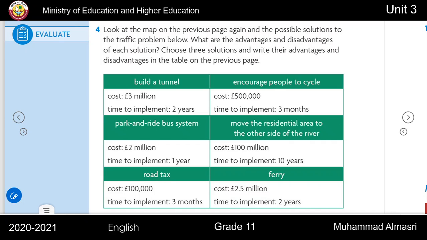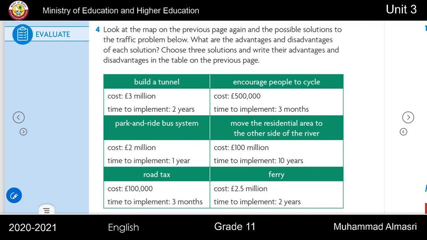Solution number 2 is park and ride bus system. Costs £2 million. Time to implement 1 year. Solution number 3, road tax. Costs £100,000. Time to implement 3 months. Solution number 4, encourage people to cycle. Costs £500,000. Time to implement 3 months.